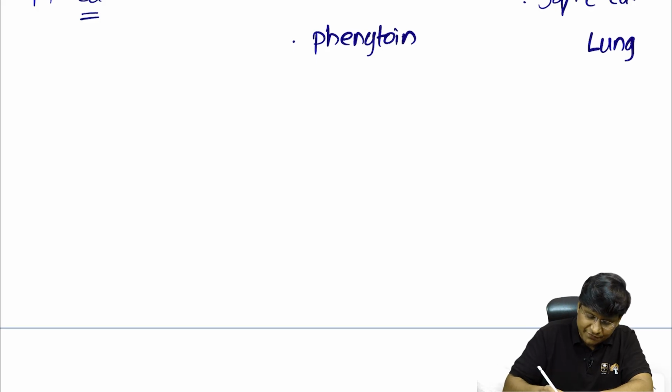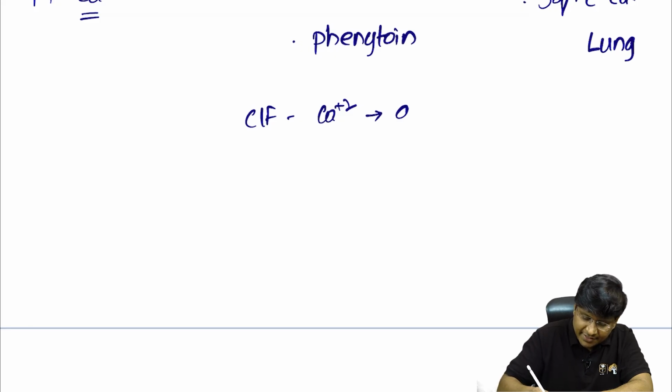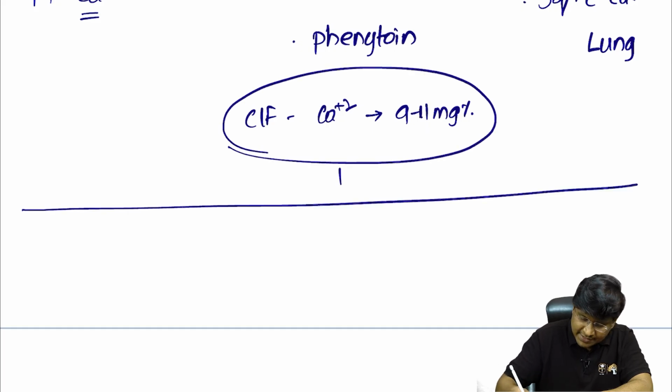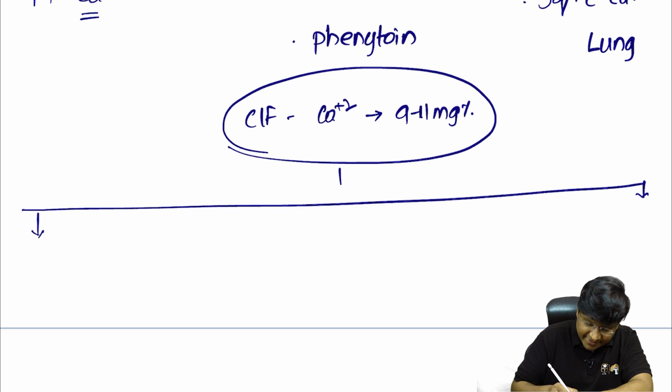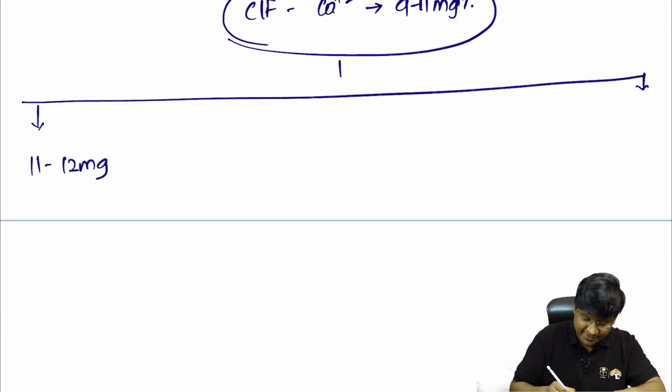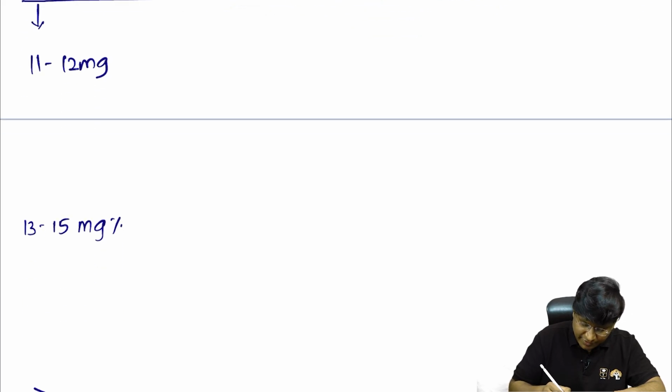And the clinical features, if you observe, all depend upon the calcium levels. What is the normal calcium level? The normal calcium level is 9 to 11 milligrams percentage. Now, if the calcium levels are elevated to 11 to 12 milligrams percentage, what will be the clinical features? If elevated to 13 to 15 milligrams percentage, what will be the clinical features? And if elevated to more than 15 milligrams percentage, what will be the clinical features?